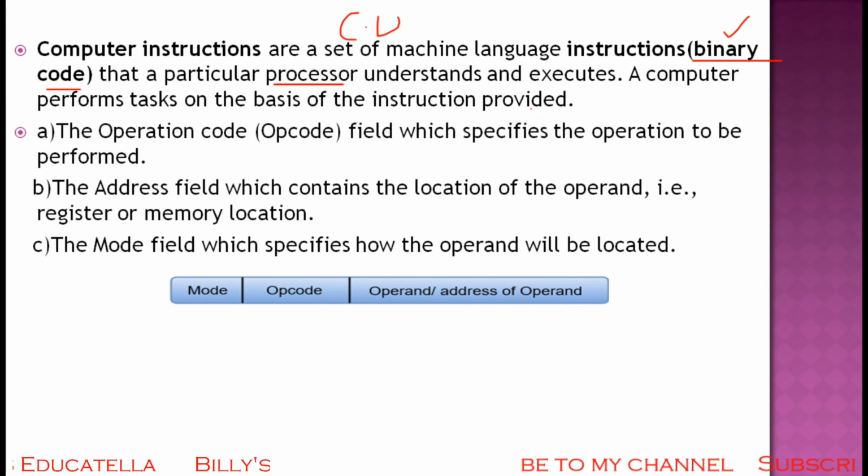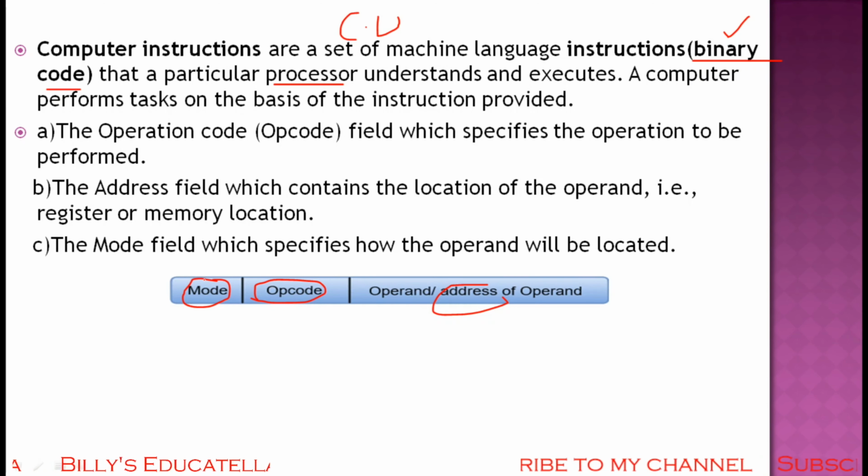And I already discussed the three different parts of computer instructions, which are the address field, the opcode, which is the operation mode code, and the mode bit, which is the I bit value, which shows whether the addressing mode is a direct mode or an indirect mode. If you didn't understand about this mode, watch my previous video where I explained it very clearly.